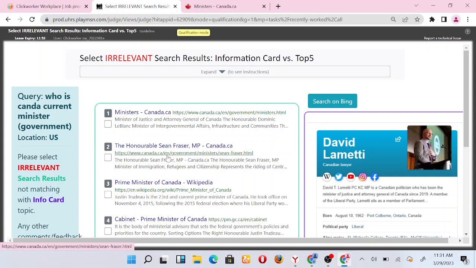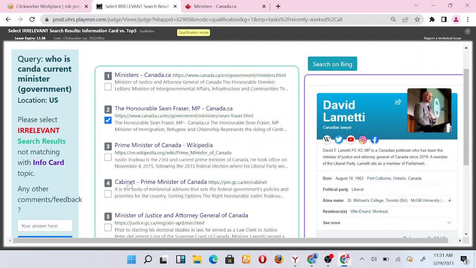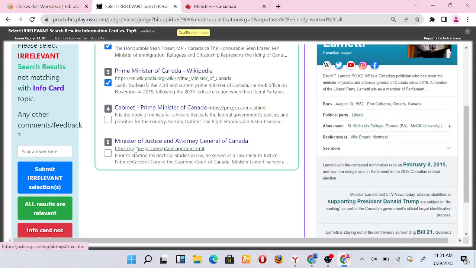The Honorable Saint Foster MP. This one is talking about Minister of Immigration. So this one is not it. Prime Minister of Canada. Justice. Cabinet Prime Minister of Canada.